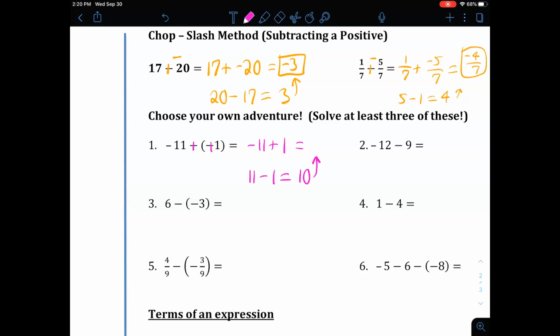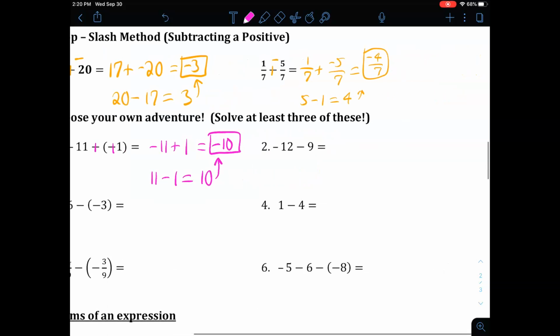And then is it going to be +10 or -10? Is 11 bigger or 1 bigger? 11 is bigger, so it's going to be more negative, so -10 is our final answer for this one. All right, -12 minus 9.